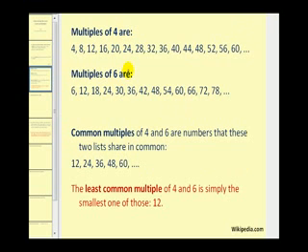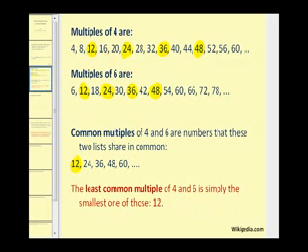What we could do is start listing multiples of 4, as we see here, and then list multiples of 6. Then we could identify the common multiples, or the numbers that occur in both of these lists. So we see 12 occurs in both lists, so does 24, so does 36, 48, and so on. So these would be the common multiples as we see listed here. So the least common multiple of 4 and 6 is simply the smallest one of these, which would be 12, as we see here, and we also see up here.